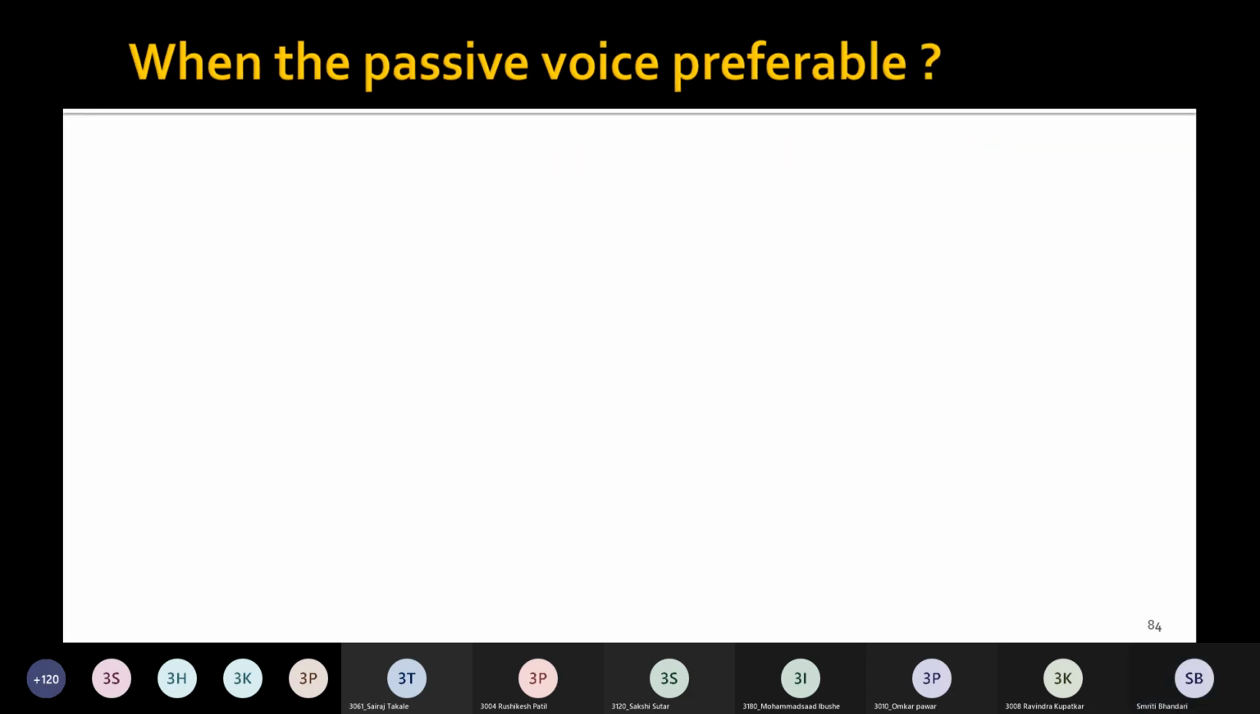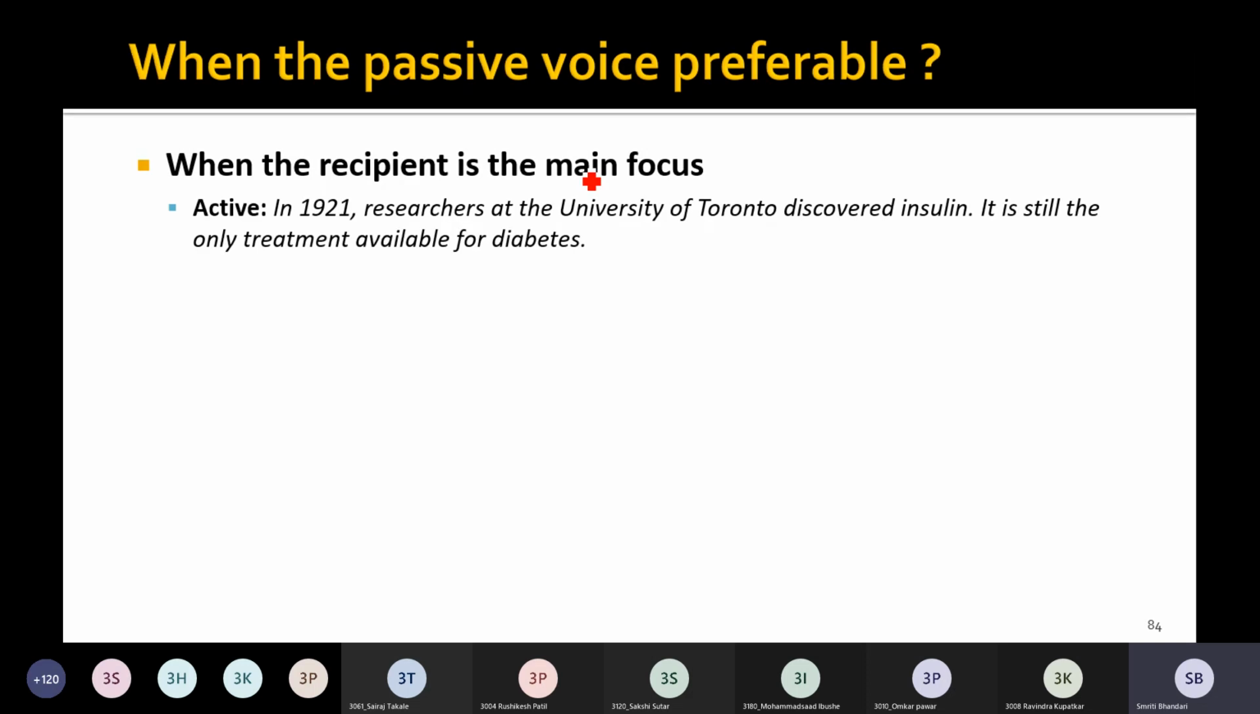Now let us go to the passive voice. So when is the passive voice preferable? Let me list out once again a few important points. When the recipient is the main focus.